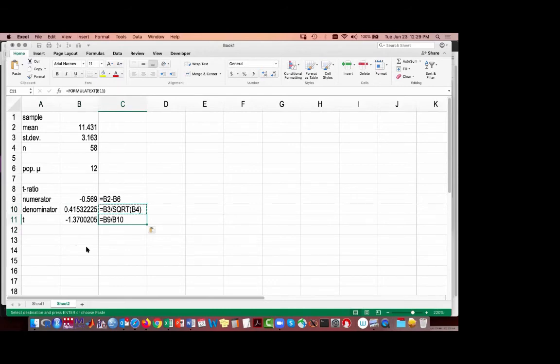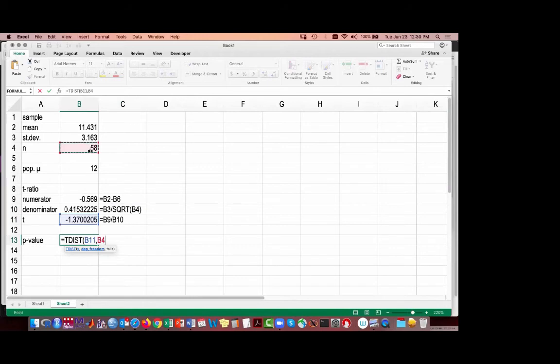All right, so what I want to do is get my p-value. In this case, I want the T.DIST function. I want my t ratio. I need the degrees of freedom, which is 1 less than the sample size. And again, with T.DIST, we tell it whether we want a one-tailed or a two-tailed test. This is a one-tailed test, so I'll put in the value 1. And this is what I get in Excel.